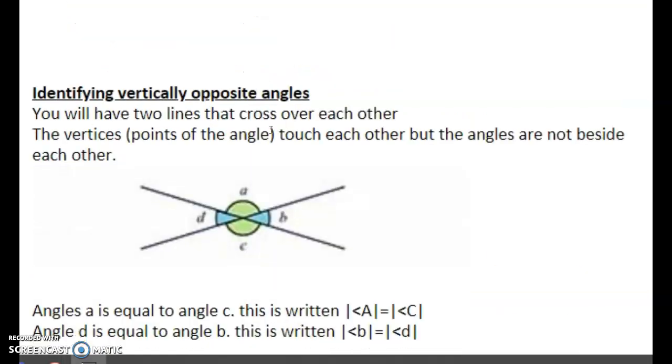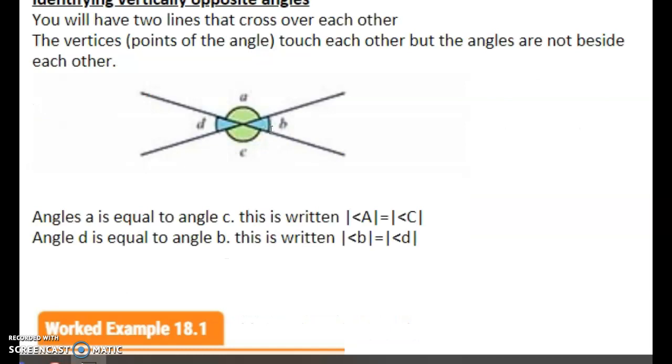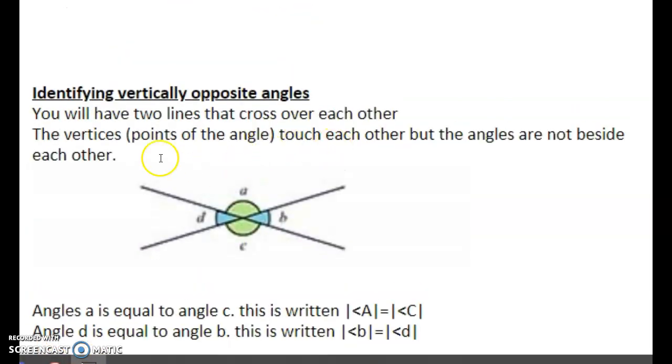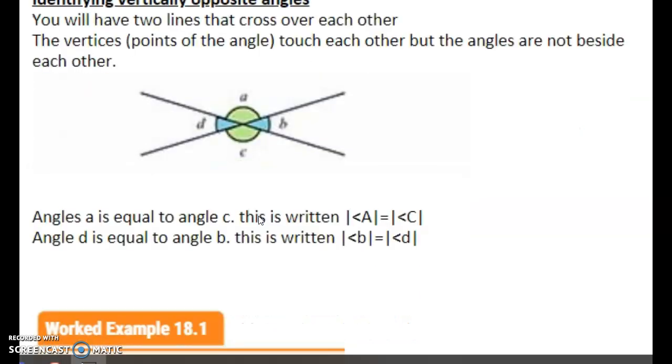So, to identify your vertically opposite angles, what you have is two lines that cross over each other like this. When you have two lines that cross over each other like this, the opposite angles, so the vertices, the points of the angles, are touching each other, but the angles are not beside each other. They are your vertically opposite angles, and we know that they are equal.